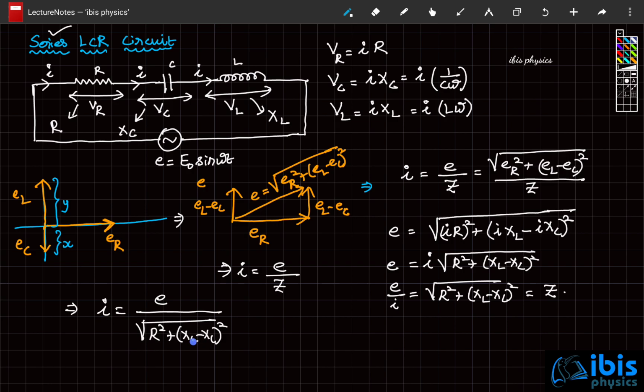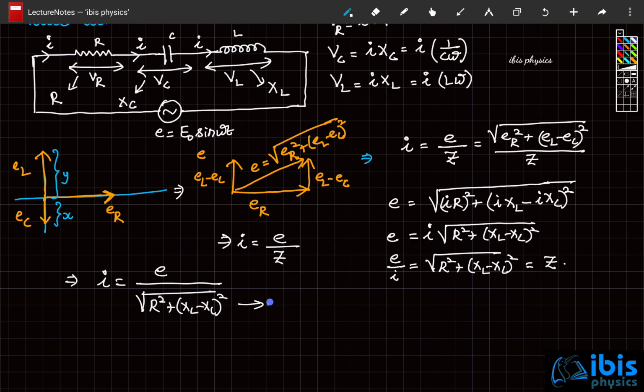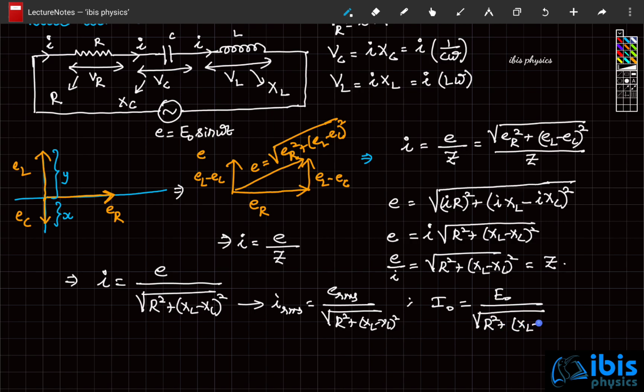So the current will be maximum when this is maximum. This can be written in two ways. Suppose you want to find IRMS, this will be equal to ERMS divided by root of R square plus XL minus XC the whole square. Similarly, if you want to find I naught, the maximum current, that is the maximum applied voltage divided by root of R square plus XL minus XC the whole square.